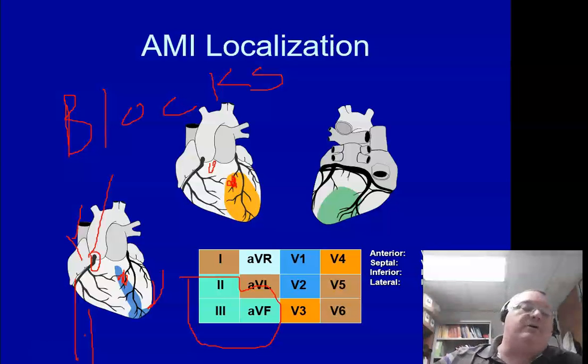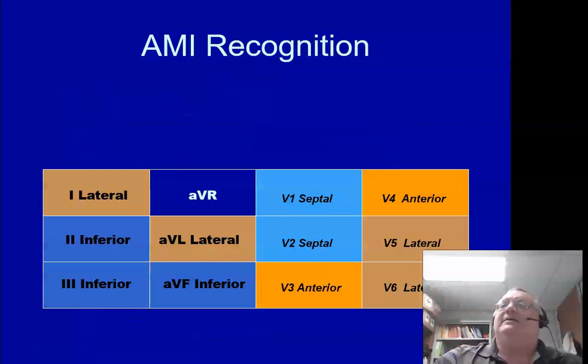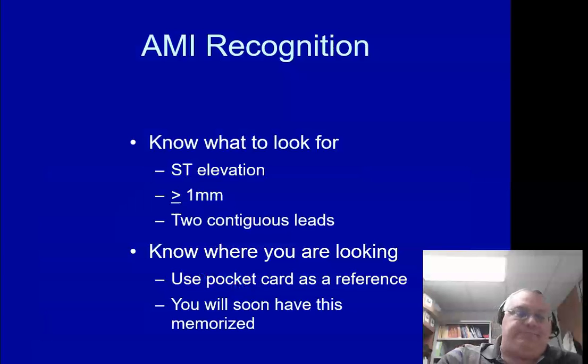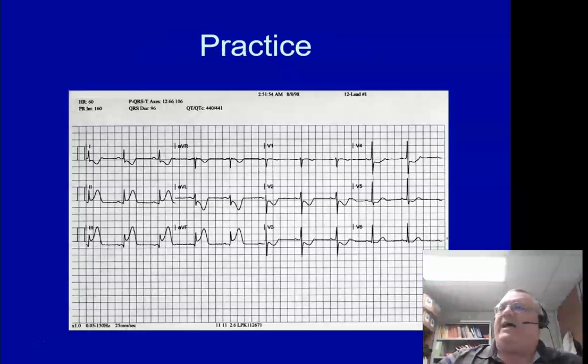So knowing where the heart attack is occurring, yes, it pays dividends for us. It pays a lot of dividends for us because then we've got in our mind that this is what's going to happen to them, and you're already prepared to treat that patient correctly. Now, what am I looking for? Again, 1 millimeter elevation, 2 or more contiguous leads, okay? And then use your pocket card as a reference, but I assure you, you're going to have it memorized in no time flat. So again, going back to that original EKG, look at that.